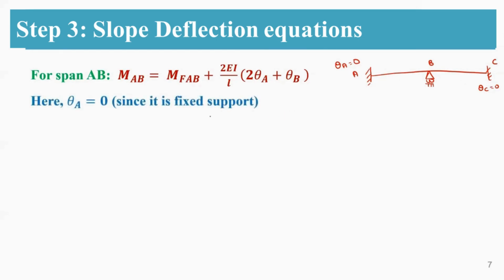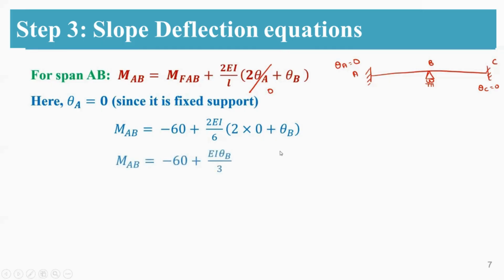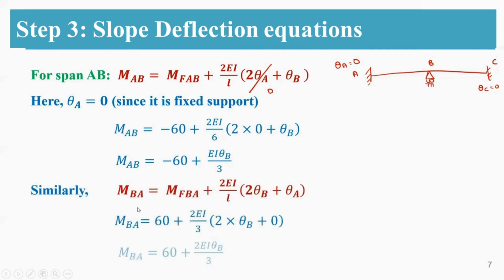For MAB, since it is a fixed support, theta A will be equal to 0. While substituting this, the MAB equation will become like this: minus 60 plus 2EI by 6 into theta B. That means it is minus 60 plus EI into theta B by 3. Similarly, MBA will be equal to 60 plus 2EI by 3 theta B. So this will become 0.